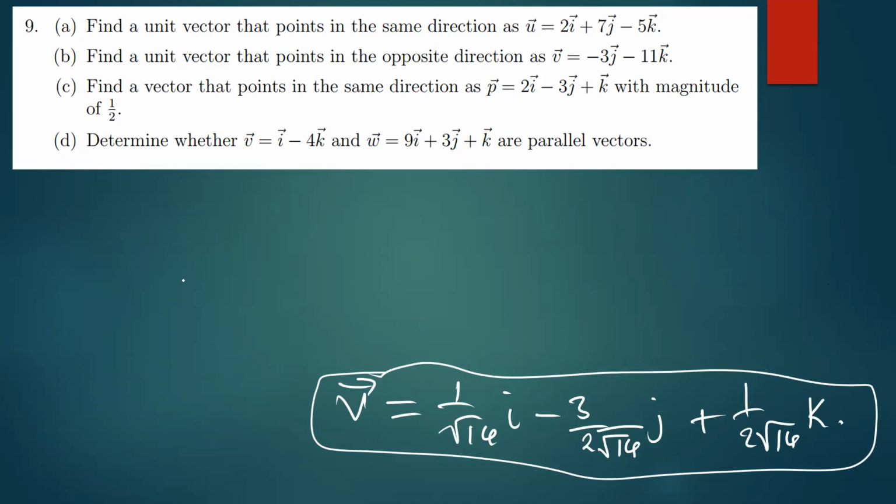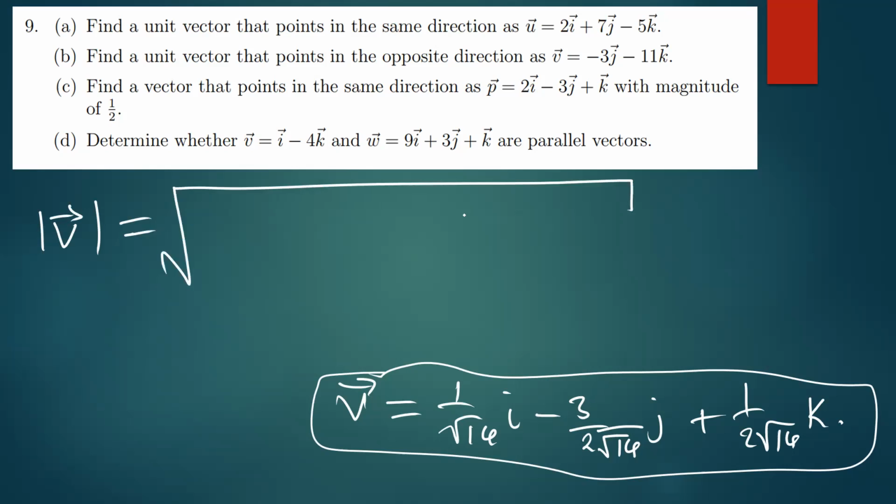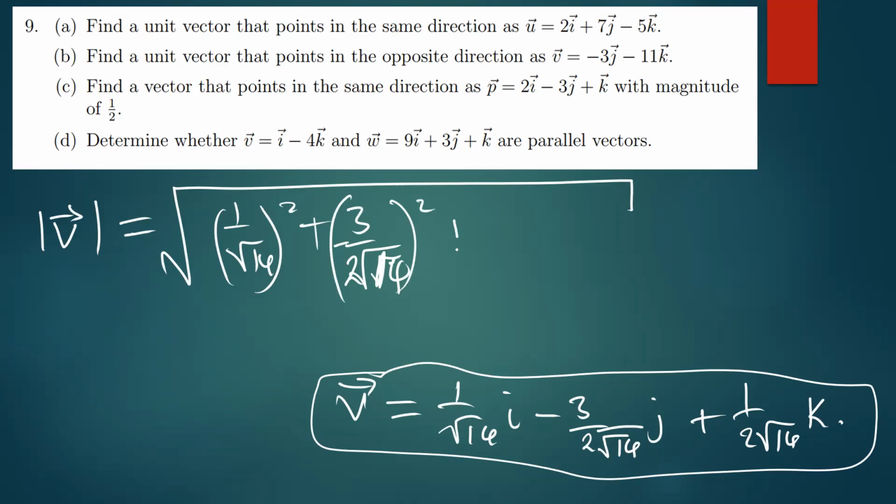Okay, so let us prove this. Let's try to find the magnitude of this vector. The magnitude of this vector will be the square root of (1 over root 14) squared plus (3 over 2 root 14) squared, and then we have plus (1 over 2 root 14) squared. So this is what we have.